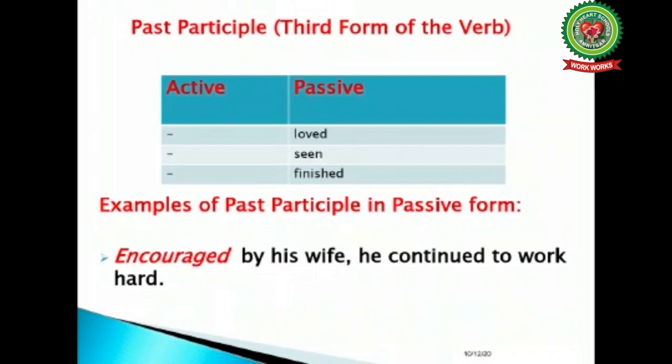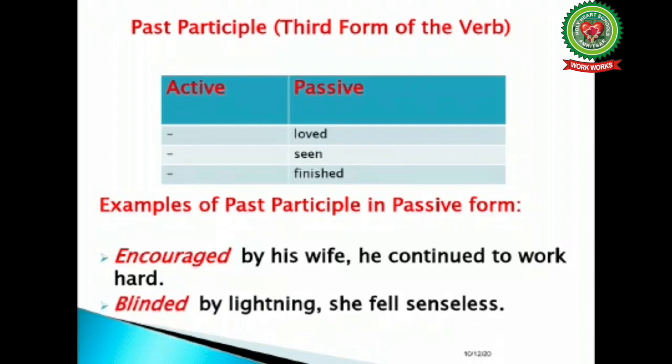Encouraged by his wife, he continued to work hard. Blinded by lightning, she fell senseless. Children, encouraged and blinded are the past participles in passive form.